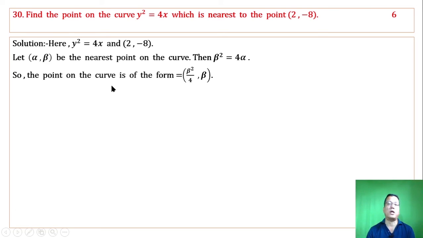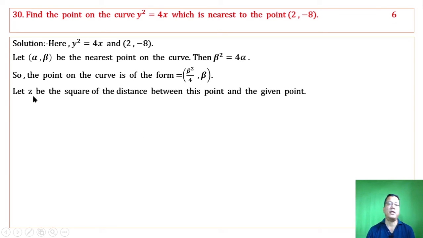So the point on the curve is of the form beta square by 4, beta. Let z be the square of the distance between this point and the given point.